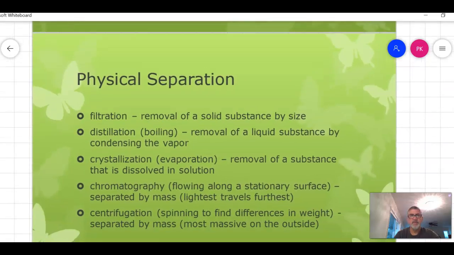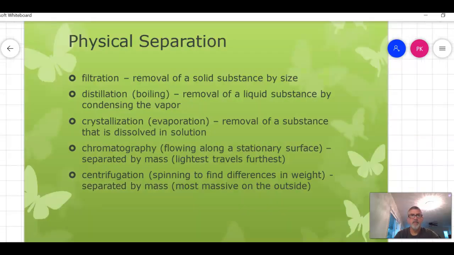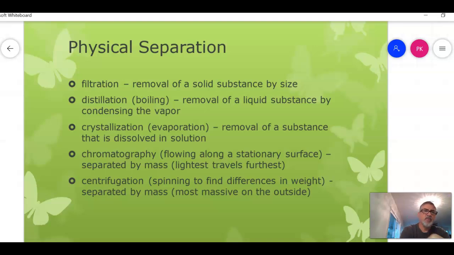So here are some means of physical separation. Some we're familiar with: filtration. Separation of a solid by size, right? I use a coffee filter because I don't want the granules to come through, right? So I get my solution, my homogeneous mixture of coffee. Coffee's good.